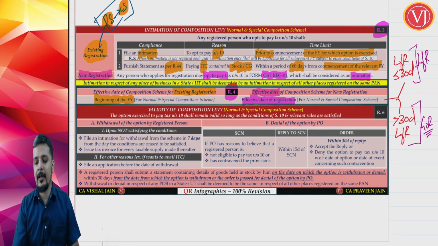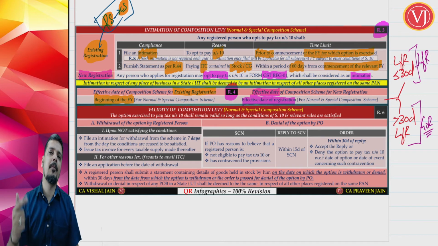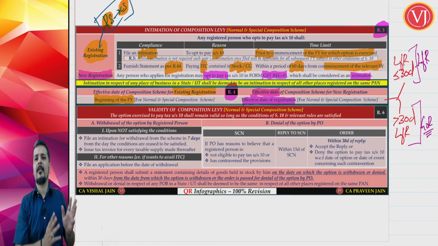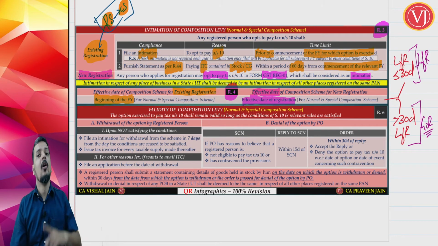Now, one more interesting thing will be there. Supposing I am under composition scheme for financial year 22-23. I have done all these things. I want to continue composition scheme in 23-24. Should I give another intimation? No. If you are already under composition scheme, no need to give intimation. Only if you are under regular scheme, you have to give intimation.